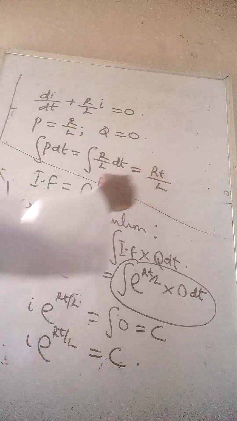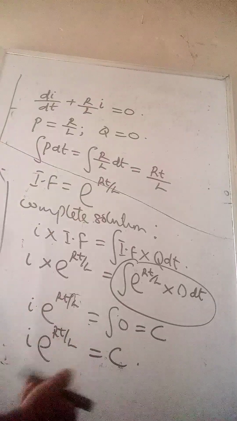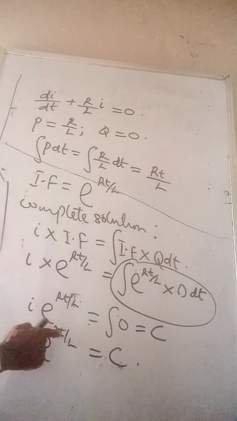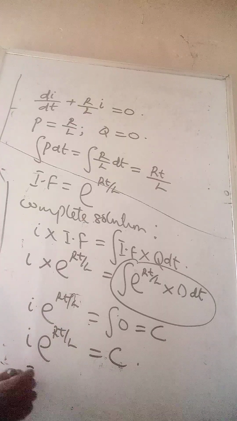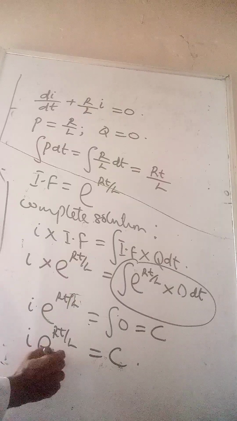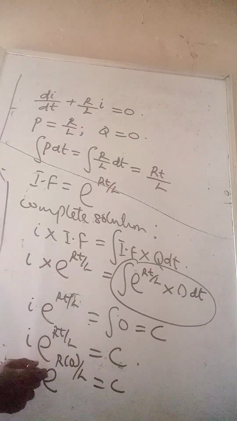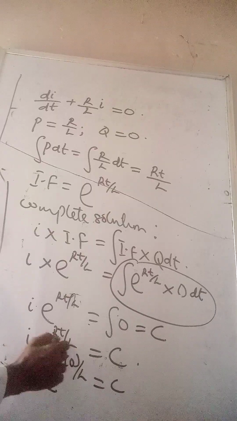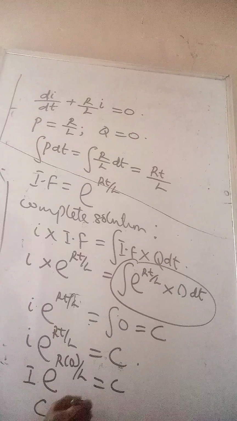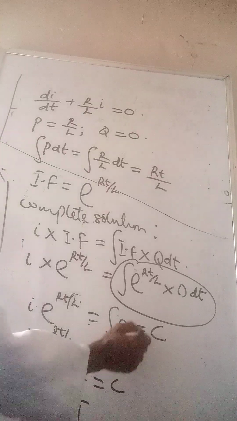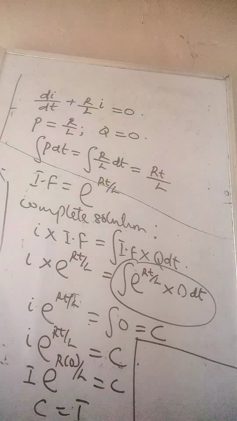Now, we are given the boundary value that when t is 0, small i will become capital I. So I'm going to put 0 to replace t here, while this i will become capital I. That means I e to R times 0 over L is equal to C. This will be e to 0, because 0 times this will be 0, and e to the power 0 is 1. That means C is equal to capital I.